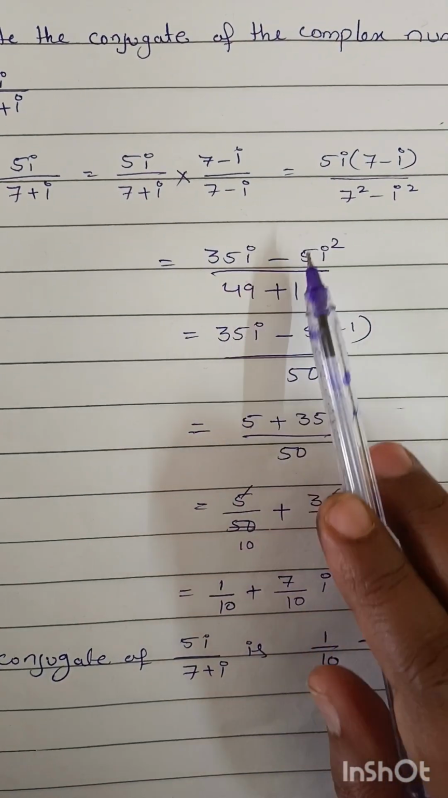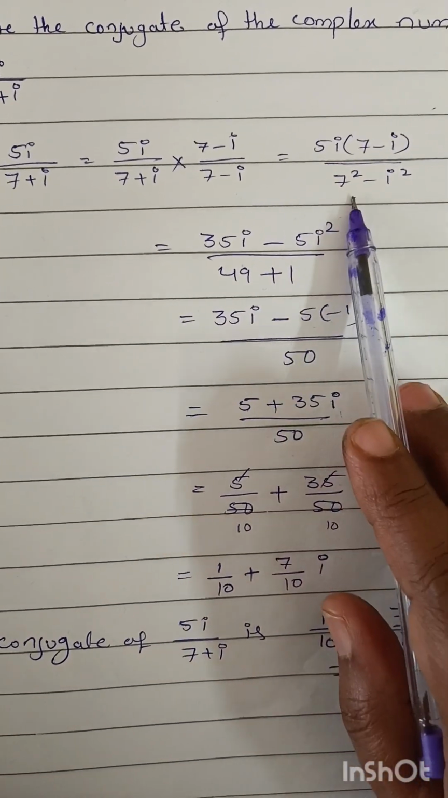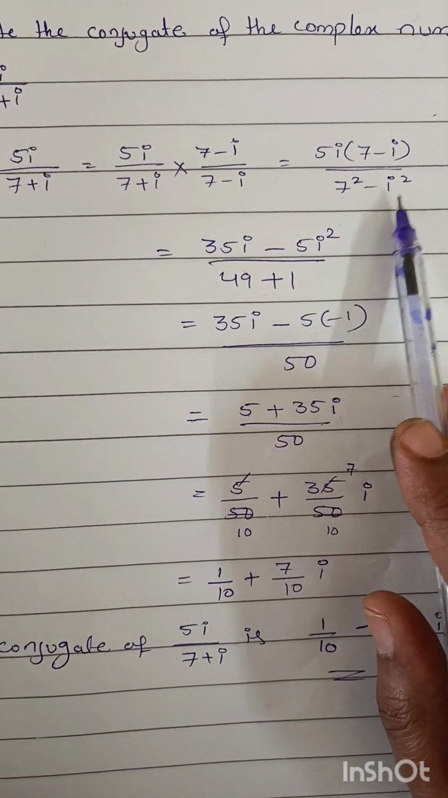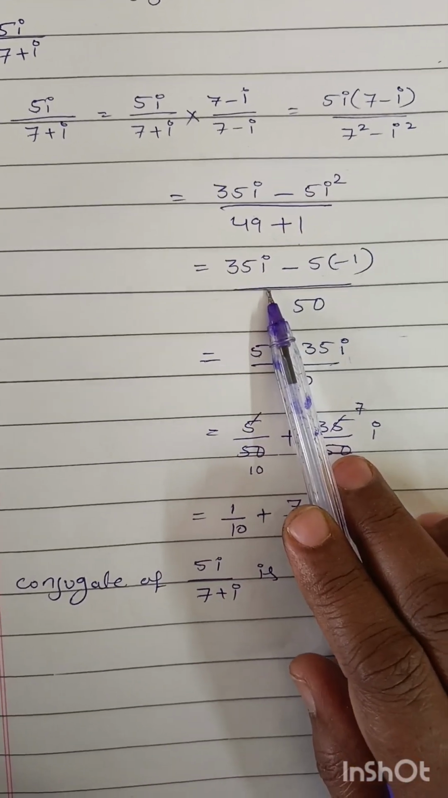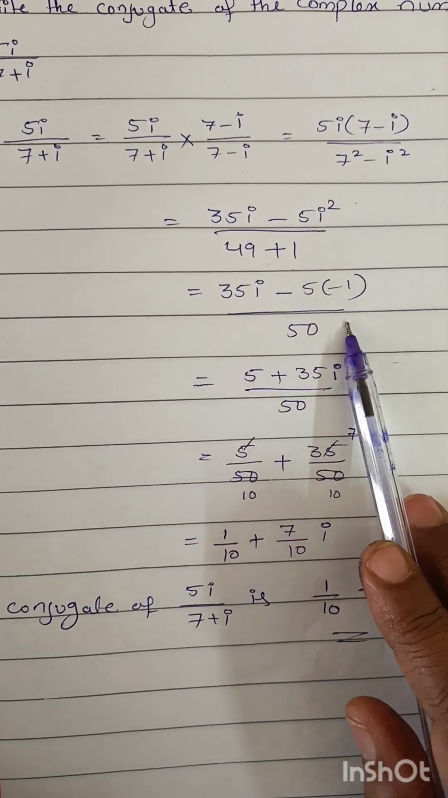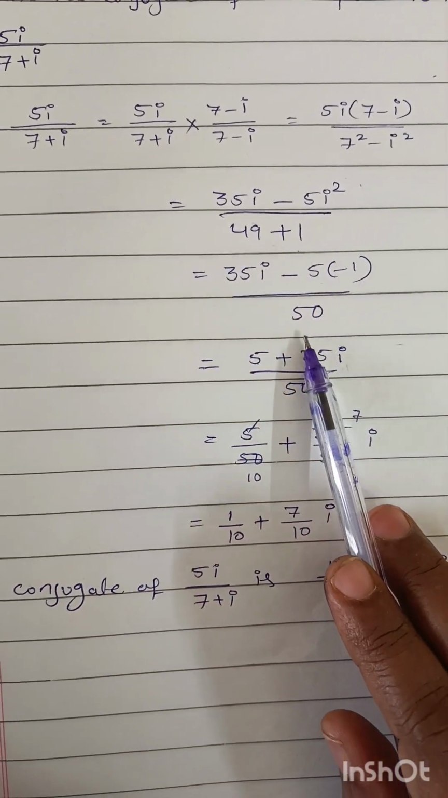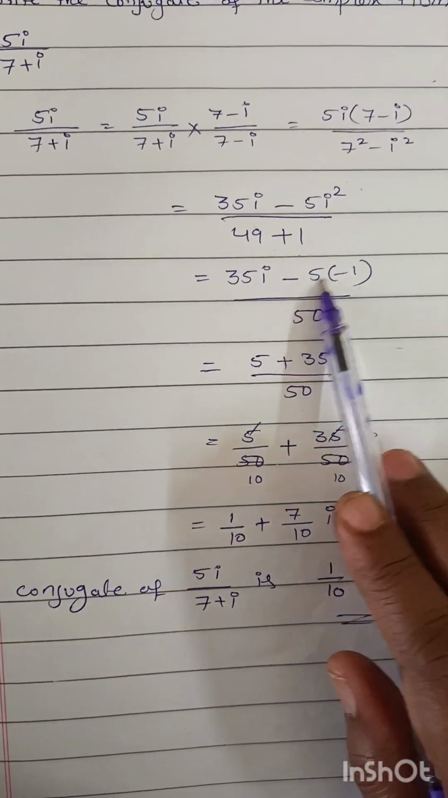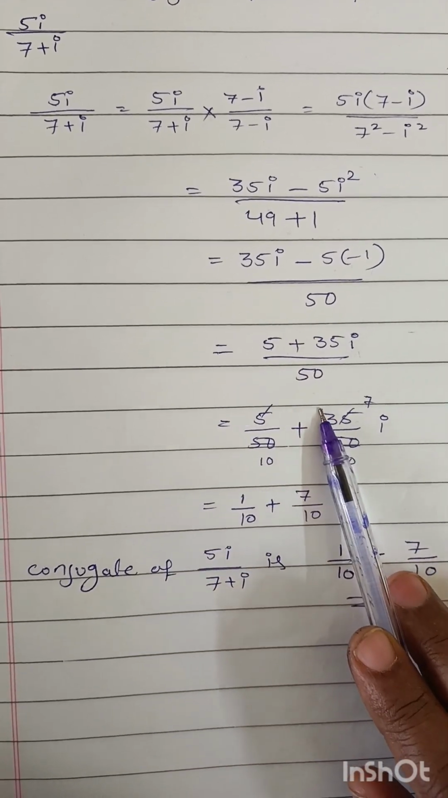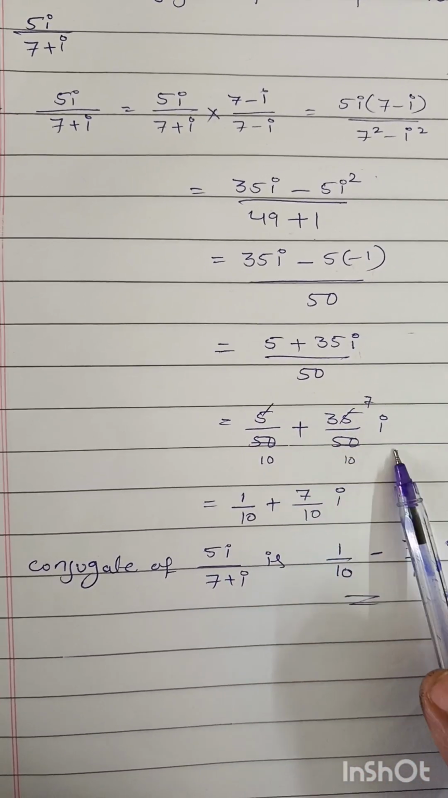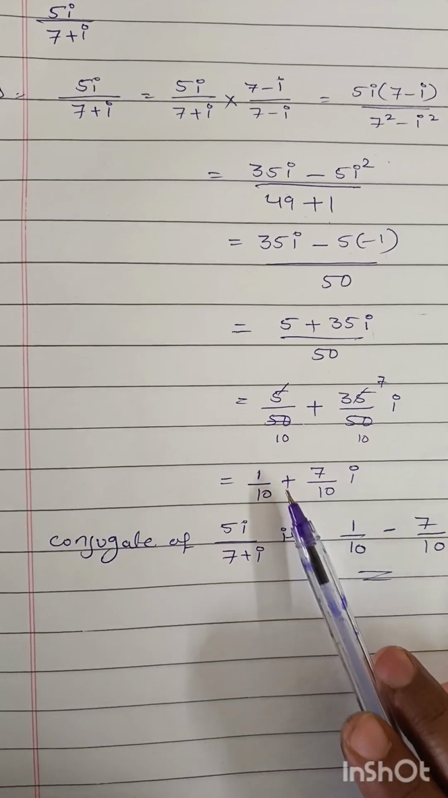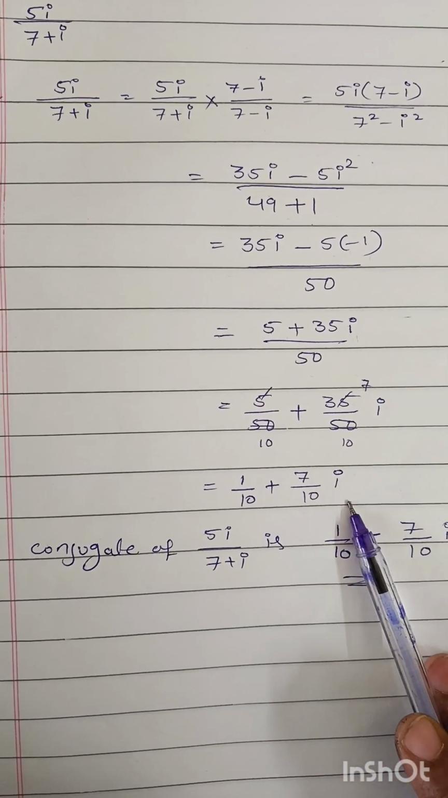7 times 5 is 35i minus 5i square, by 7 square, 49, minus i square. i square equal to minus 1, so minus into minus is plus 1. So 35i minus 5 and i square equal to minus 1, 49 plus 1 is 50. Next, minus into minus plus 5, so 35i by 50. Separate: 5 by 50 plus 35 by 50 into i. Cancel: 1 by 10 plus 7 by 10 into i.